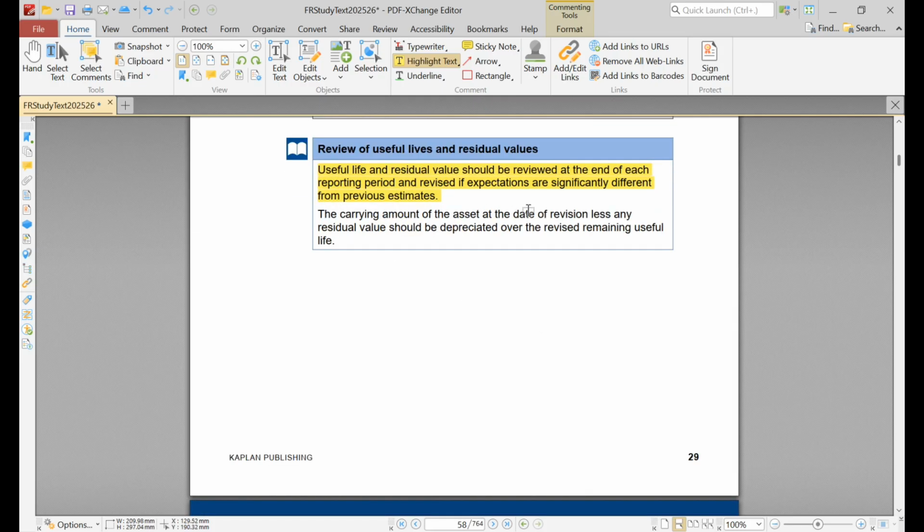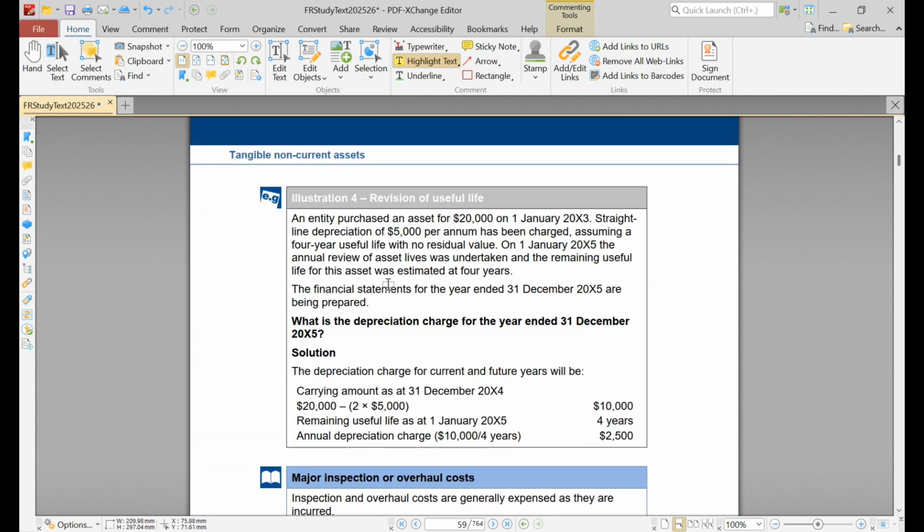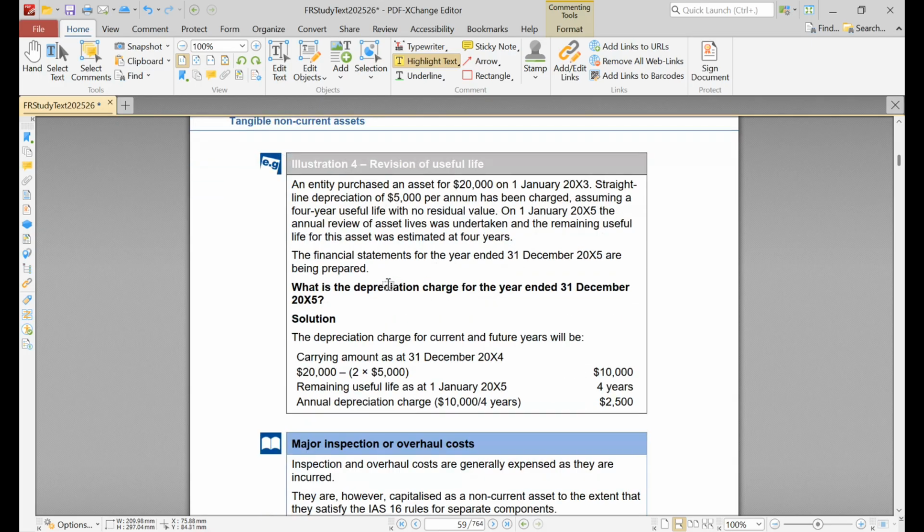The carrying amount of the asset at the date of revision, less any residual value, should be depreciated over the revised remaining useful life. So, the date when you make the change in the useful life or the residual value, you have to calculate the carrying amount at that date of change and then depreciate the asset over the remaining useful life years. A question would be better to understand that.